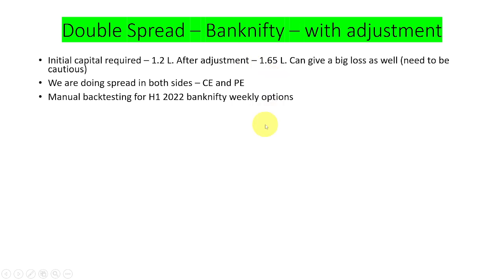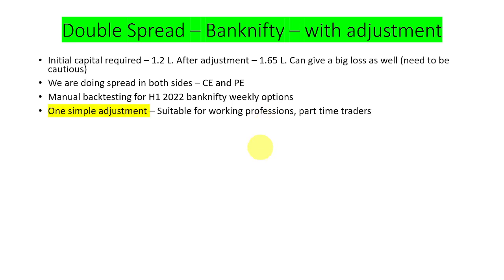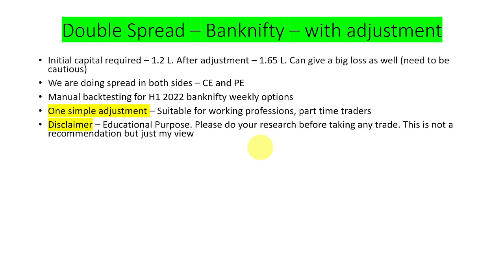I have done manual backtesting for the whole of H1 in Banknifty weekly options. When I say adjustment, it is only one simple adjustment. It is a kind of 3-leg adjustment, but it is only one adjustment where we implement all 3 legs at the same time. So it's not going to be very tedious. It's a very simple adjustment, suitable for working professionals and part-time traders.